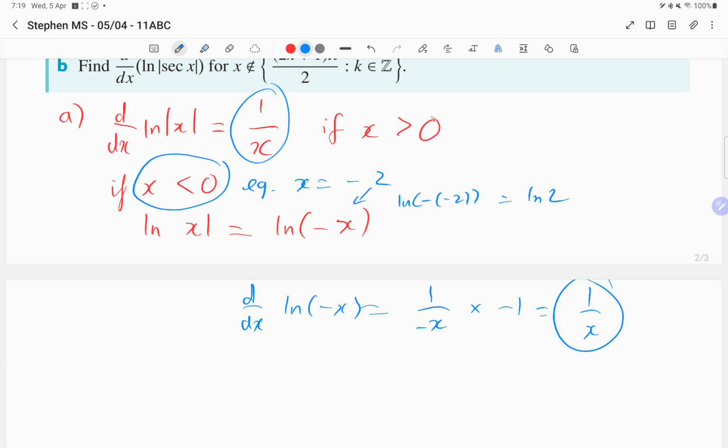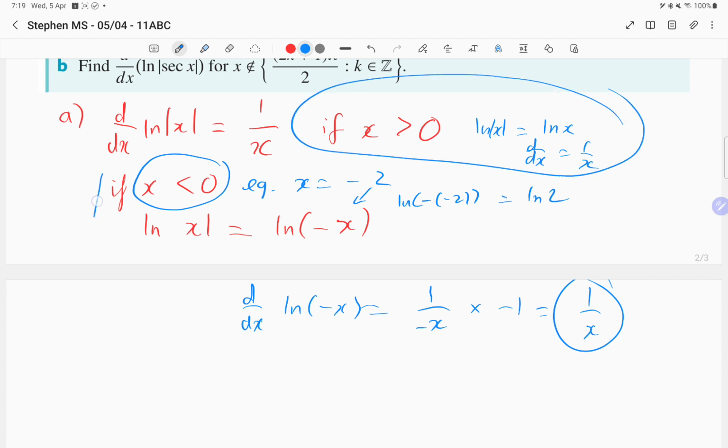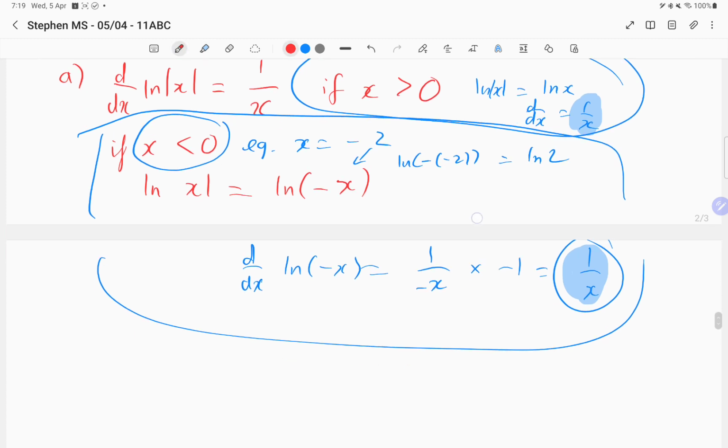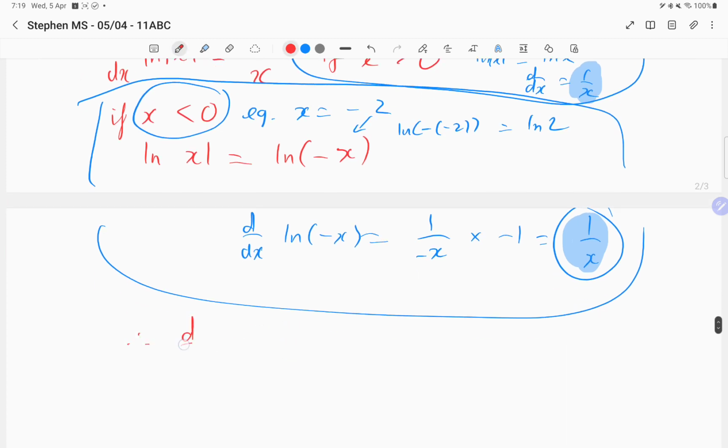So if x is more than 0, then ln absolute value x is the same as ln x, which means the derivative would be straightforwardly 1 over x. Because in both scenarios, when x is more than and less than 0, the answer is always 1 over x, we can conclude that when you derive ln of absolute value of x, the answer is simply 1 over x.